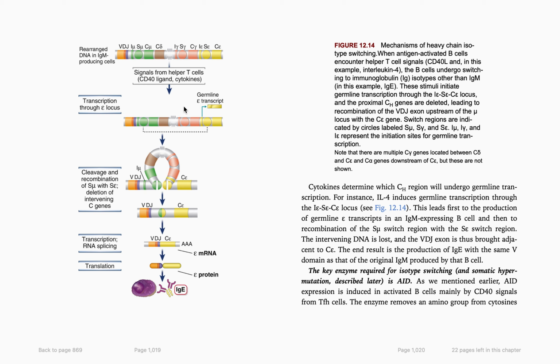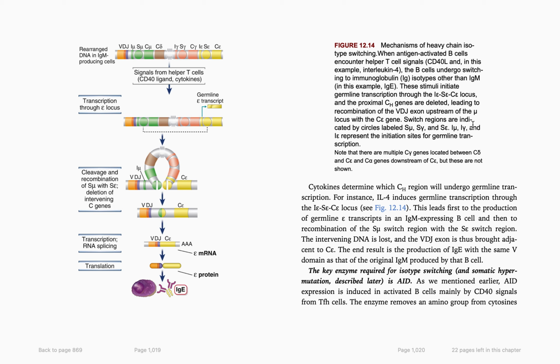So this is the description. They say mechanism of heavy chain isotype switching. When antigen-activated B cells encounter helper T cell signals, the CD40 ligand and, in this example, interleukin 4, the B cell undergoes switching to an immunoglobulin isotype other than IgM, in this example IgE. This team initiates germline transcription through the I epsilon, S epsilon, C epsilon locus, and proximal constant heavy genes are deleted, leading to recombination of the VDJ exon upstream of the mu locus with the C epsilon gene.